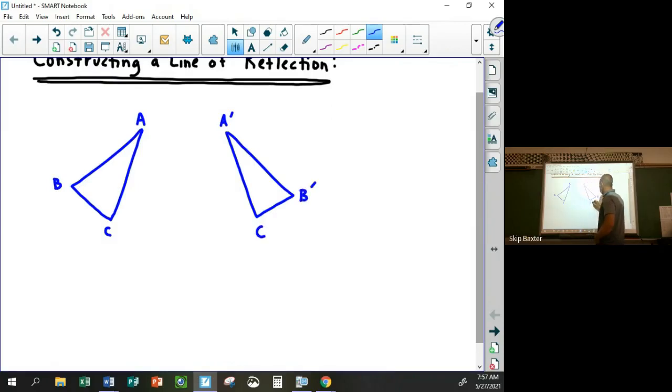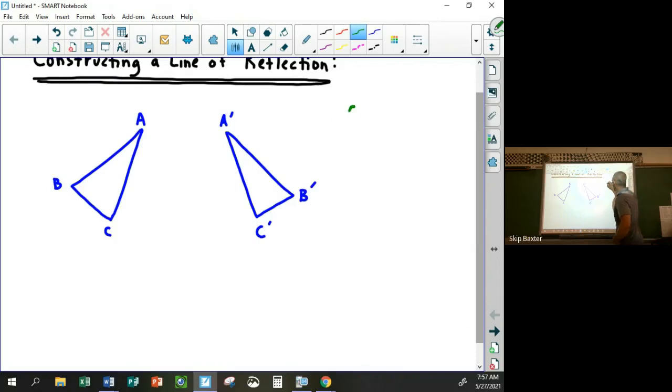Now that's important because sometimes it's kind of hard to tell which vertex goes to which vertex, you know what I mean? Which point goes to which point. So by labeling it this way, you can easily tell that A goes to A prime, B goes to B prime, and C goes to C prime. And the instructions will be to construct the line of reflection that triangle ABC can be reflected over to get triangle A prime, B prime, C prime.